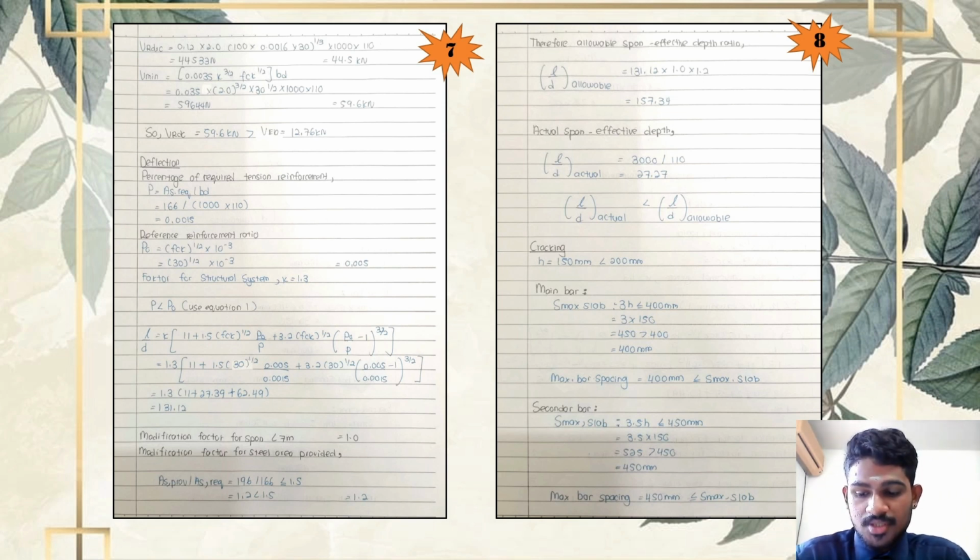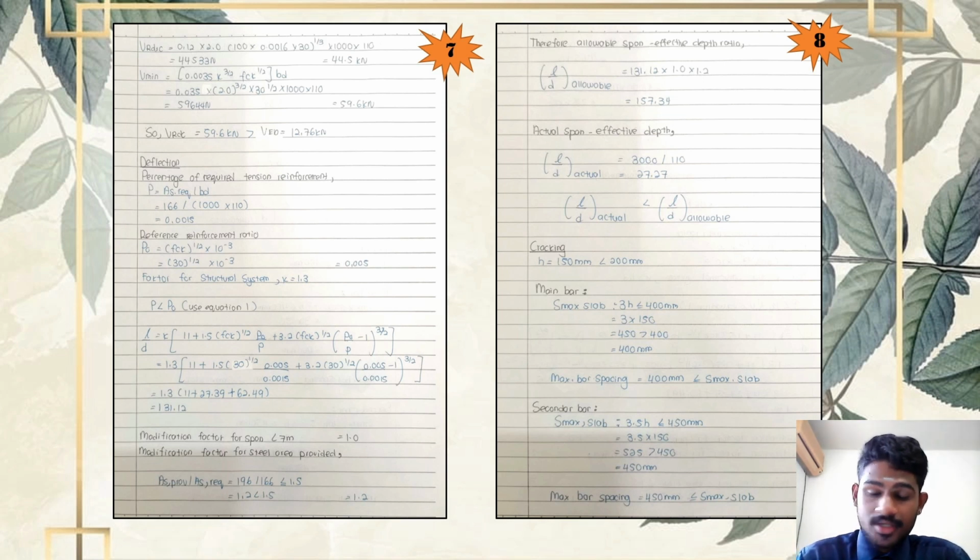So the V min that we get is 596.44 newtons, same as the VRDC. We cannot leave the final answer in newton, so we should convert it to kilonewton, which is 59.6 kilonewton. So the VRDC equal to 59.6 kilonewton is bigger than the VED 12.76 kilonewton, so it is considered okay.